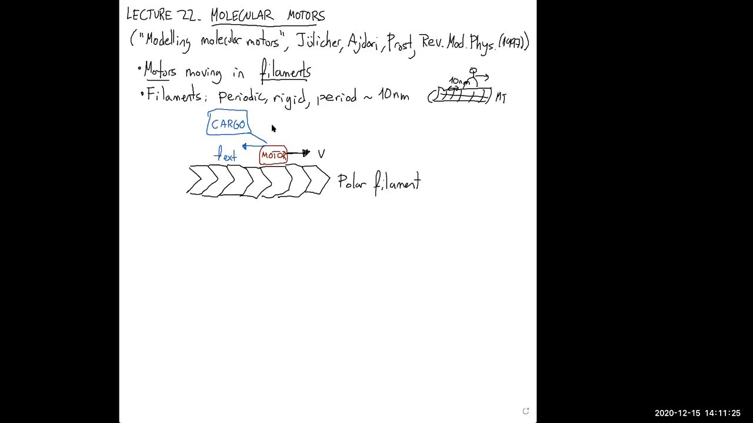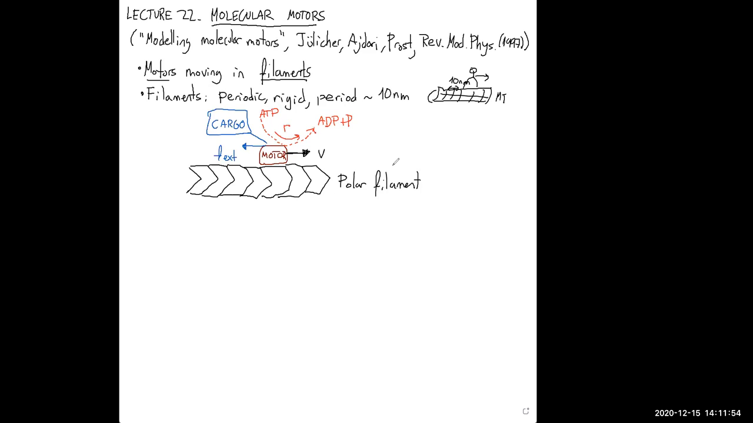ATP, adenosine triphosphate, can bind to the motor and then be hydrolyzed into ADP plus P. So this is ATP hydrolysis, and as I told you in the previous lectures, this gives you energy. And we say it will happen at a given rate. So we will say that this process is happening at a rate R.